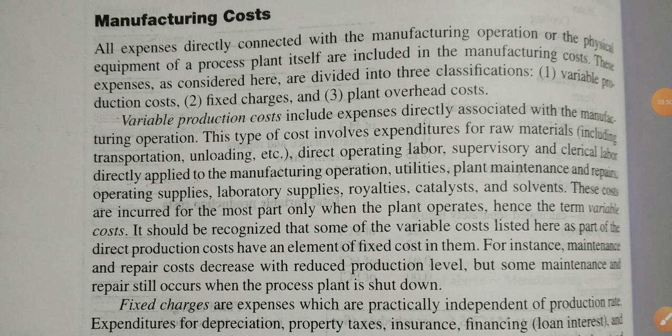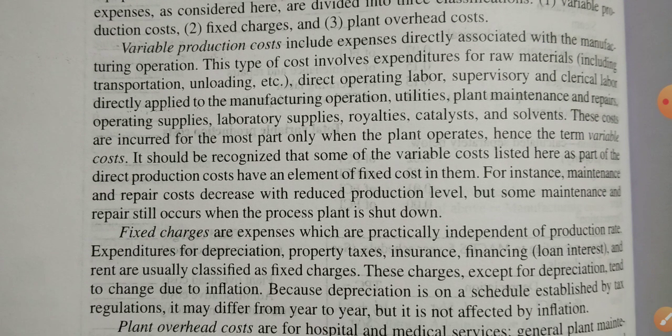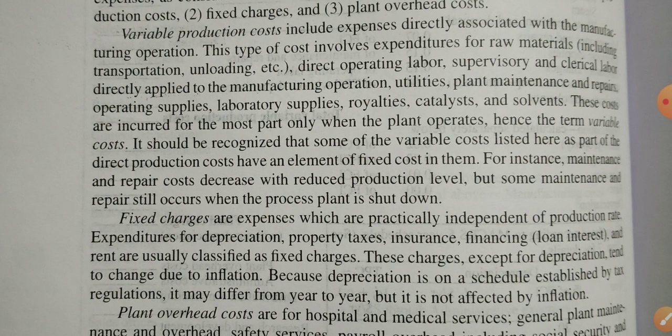Now, all expenses directly connected with the manufacturing operation or the physical equipment of a process plant itself are included in the manufacturing cost. And the fixed charge, plant overhead cost, variable production cost. The variable production cost માં જોઈશું આપણે the included expenses directly associated with the manufacturing operations.